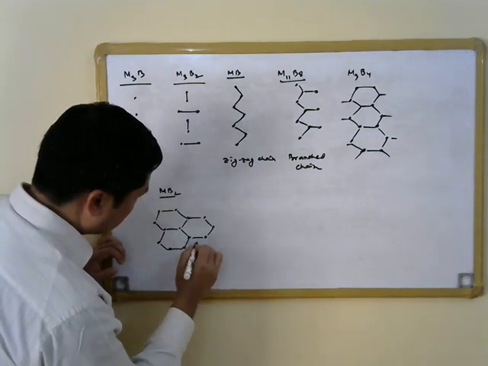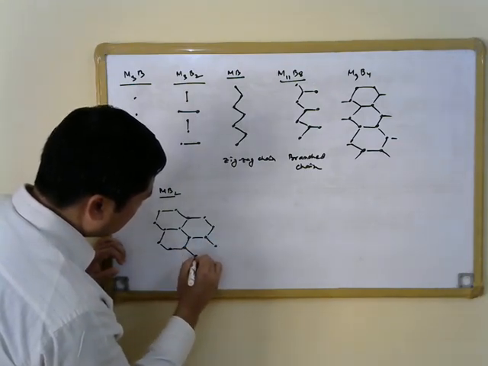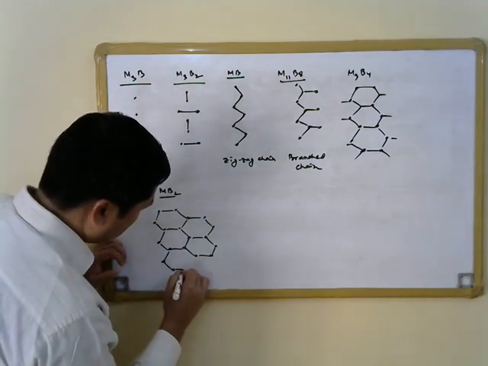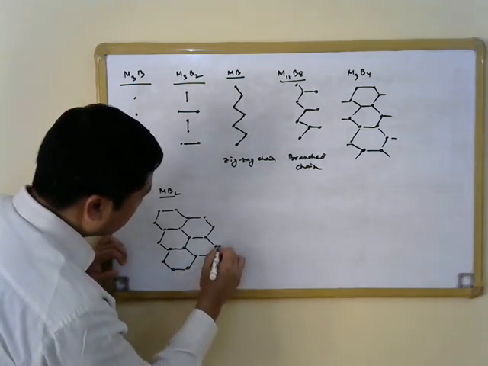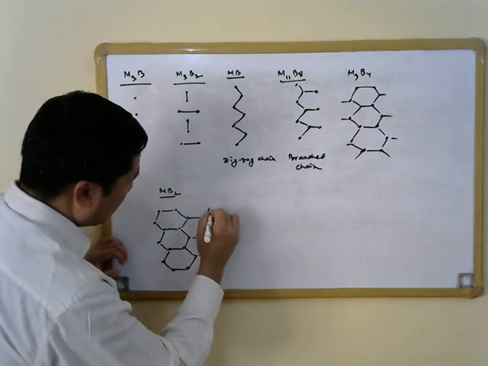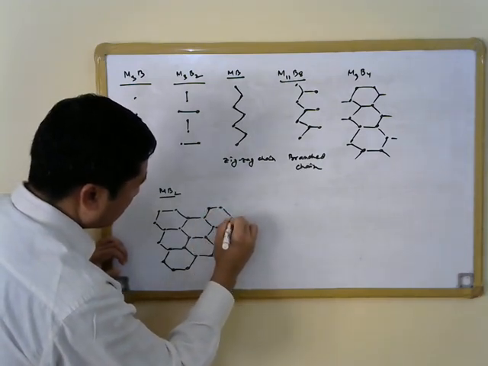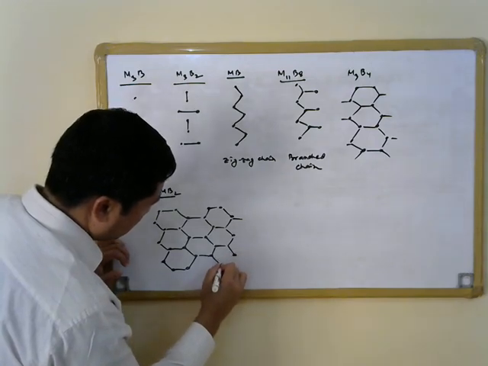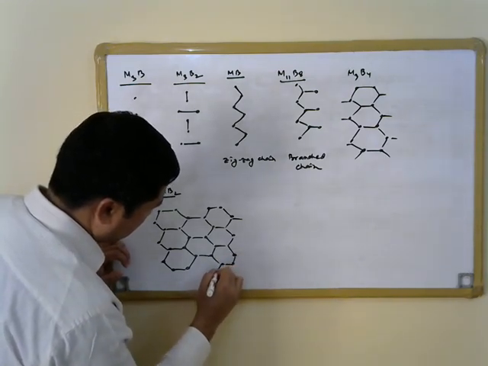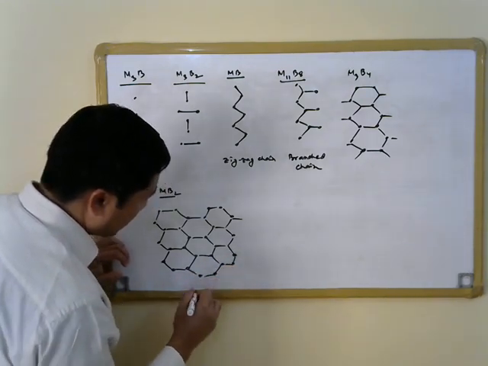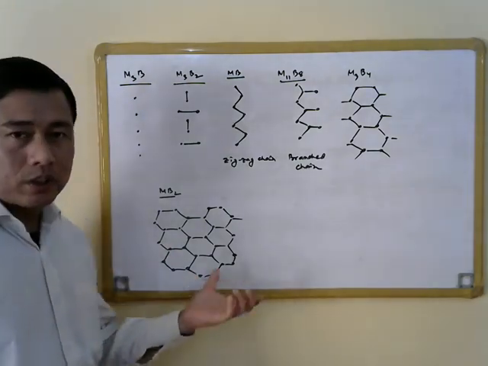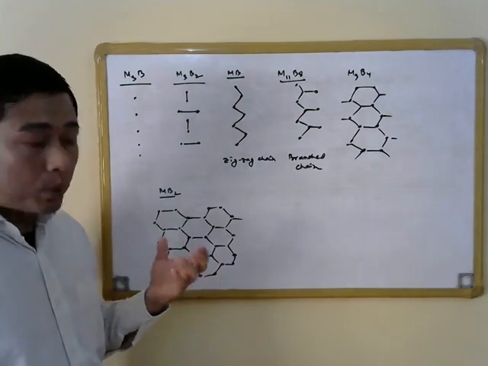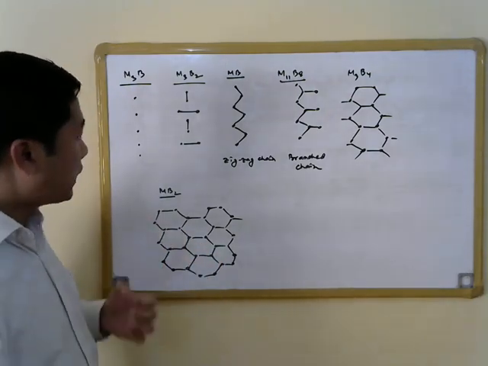So the further extension of this hexagonal chain array happens, and this is how a two-dimensional hexagonal honeycomb like structure of catenated boron atoms essentially is present in case of MB2.